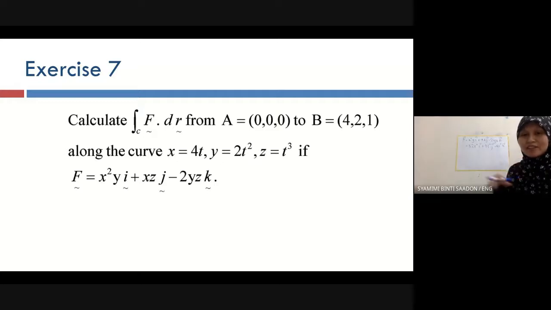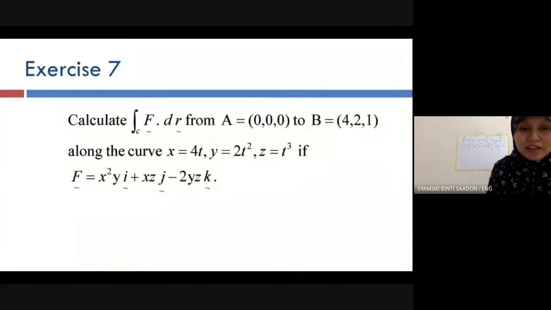Just substitute those: x equals 4t, y equals 2t square, right? For example, this component x square, so you have 16t square, multiply again with 2t square, so you get 32.